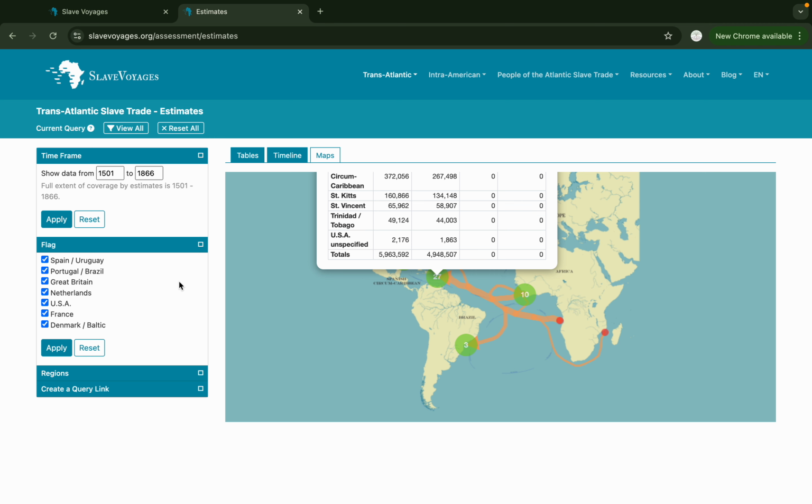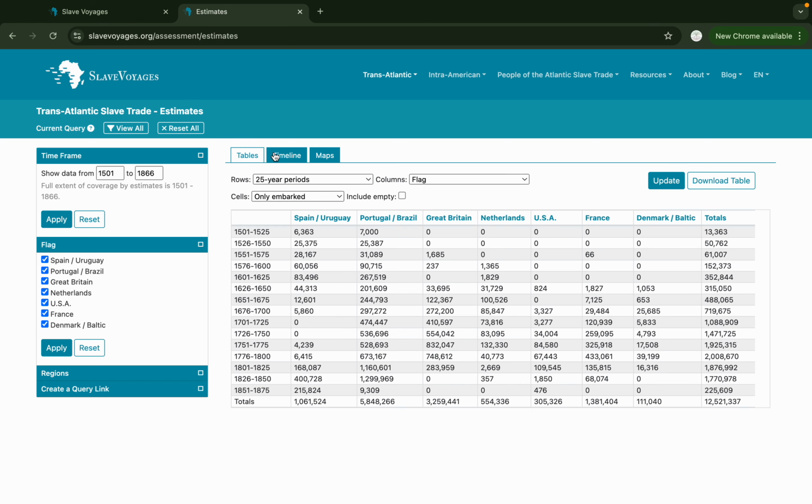Okay, so data shown from these dates. I'm going to keep those dates the way they are. I only want to see the U.S. And they shared that the U.S. is going to be by itself.